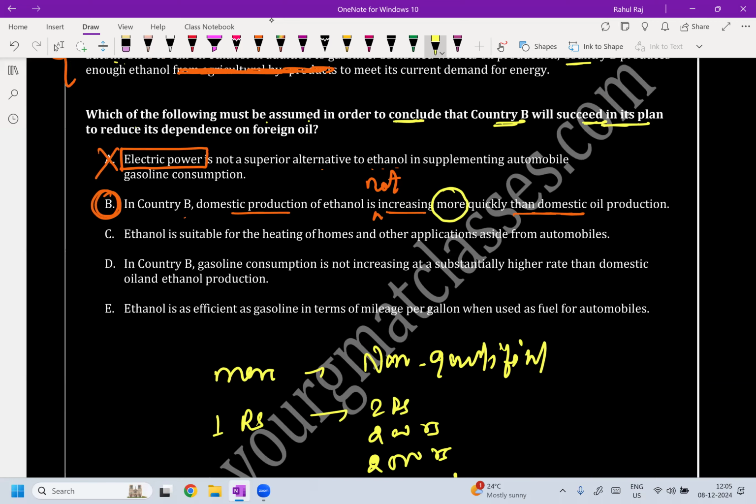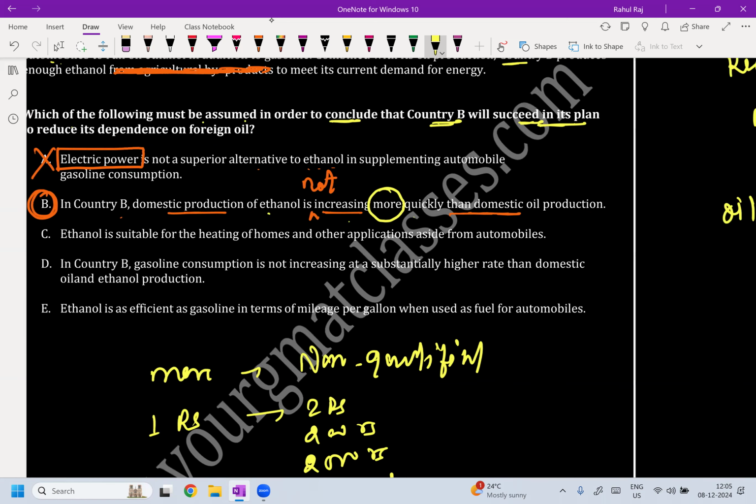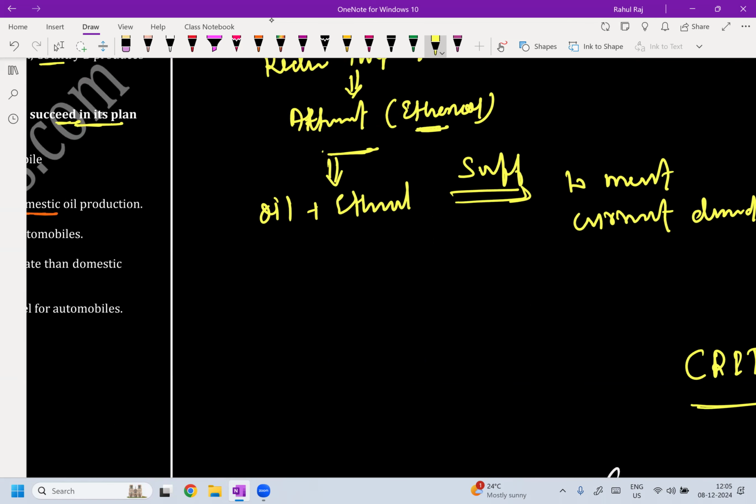So it says domestic production of ethanol is not increasing more quickly than domestic oil production. It might happen that the production of oil is 1,000 barrels per day and ethanol production is 999 barrels per day, and despite that, I can say ethanol production is not increasing more quickly than oil production. Ethanol production could even be 90 barrels per day, and I can still say the same.